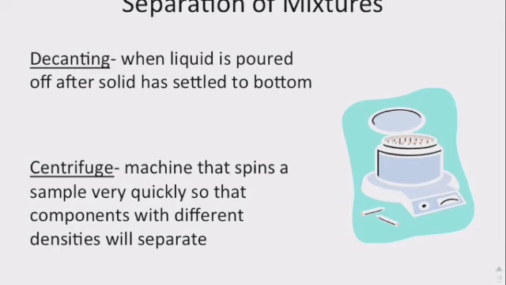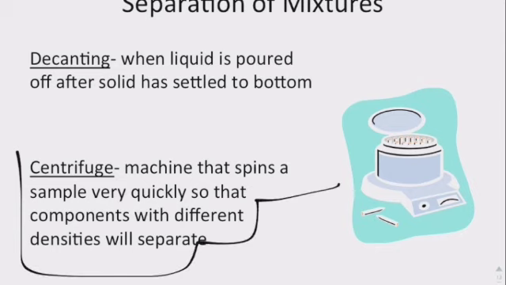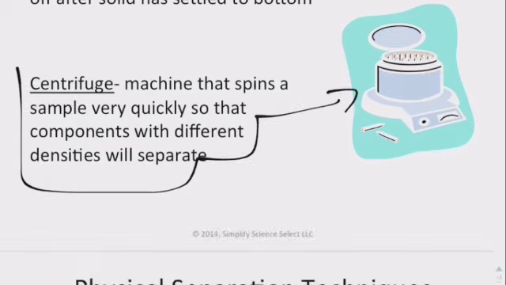Another separation technique, decanting. Decanting we'll actually do in the lab. It's when liquid is poured off after the solid has settled to the bottom. Centrifuges, here's a picture of a centrifuge right over there, and it's a machine that spins a sample very quickly so that the components with different densities separate out.